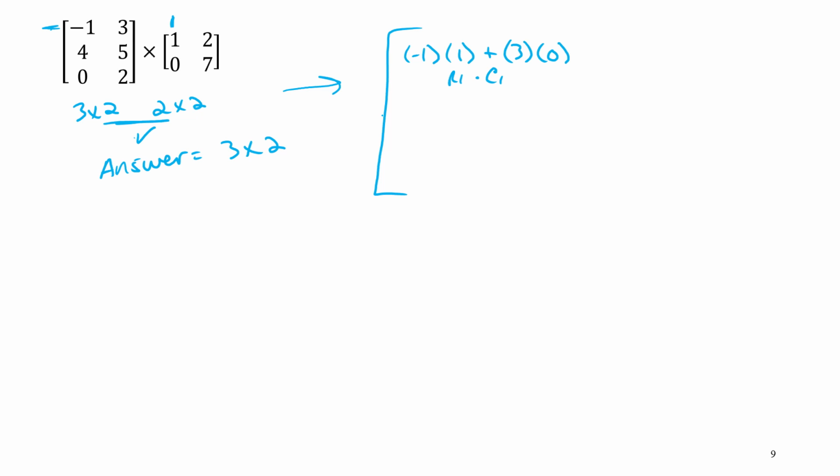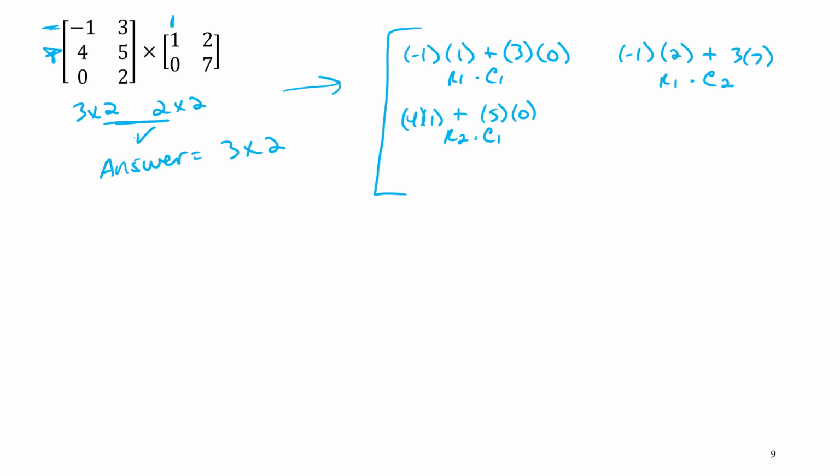Now we're going to do row 1 times column 2. So it would be -1 times 2 plus 3 times 7. And that would be row 1 times column 2. Now we're going to move down to row 2. So row 2 is 4 times 1 plus 5 times 0. And that would be row 2 times column 1.